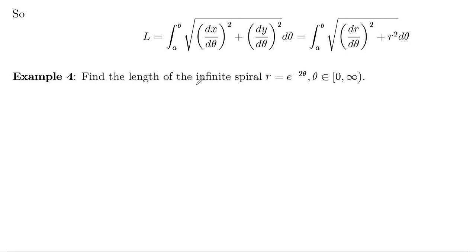So here, let's find the length of an infinite spiral. r equals e to the negative 2θ, where θ goes from 0 to infinity. So this is kind of a cool example. We've got this spiral curve here. And it starts when theta is 0, r is e to the 0, which is 1. So at a 0 angle, we start out at 1. And then you spiral counterclockwise, and it spirals in exponentially. So it just gets tighter and tighter and tighter.